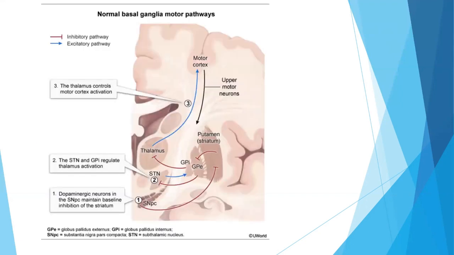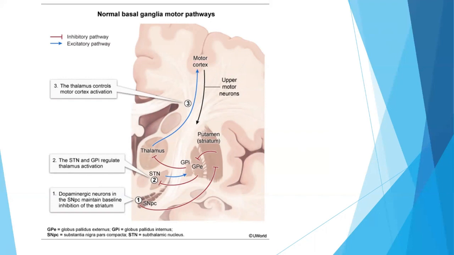So let's talk about the normal basal ganglia motor pathways. This is a very important figure for the USMLE Step 1 examination. So let's see what happens. The dopaminergic neurons in the substantia nigra maintain baseline inhibition of the striatum. The subthalamic nucleus and globus pallidus internus regulate the thalamus activation, right? And the thalamus controls the motor cortex activation. So you need to inhibit the thalamus to inhibit the motor control, right?